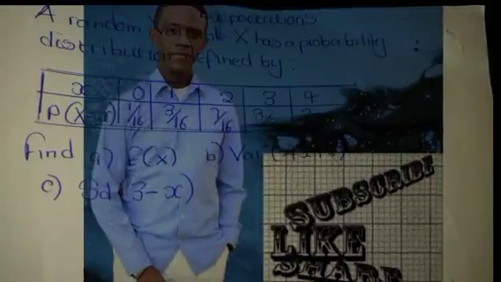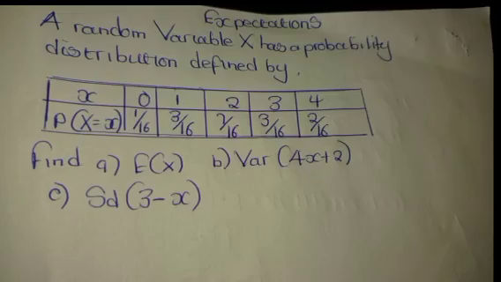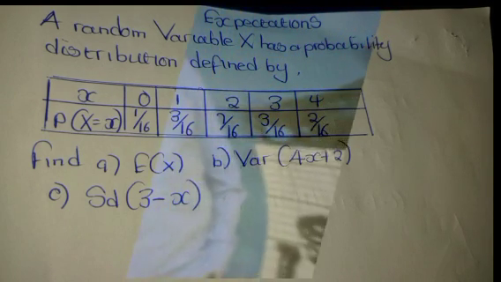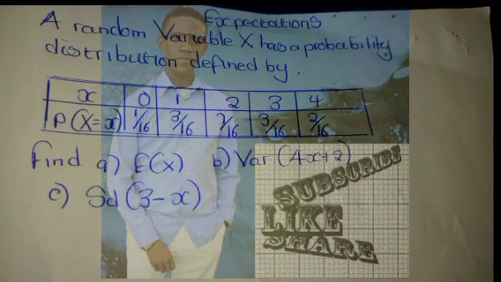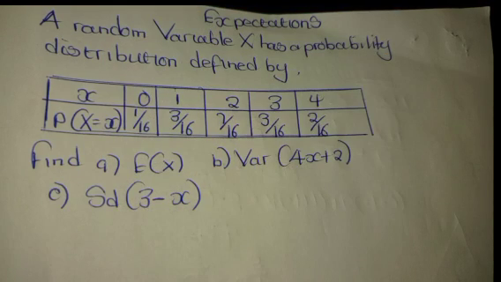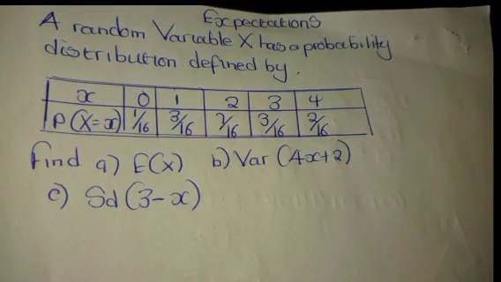Your host, Golden Zulu. So today we have one interesting example under expectations, specifically expectation calculations, variance calculation together with the standard deviation calculation. The question we have under expectations says a random variable x has a probability distribution defined by the table given below. They have told us we should find the expected value of x.